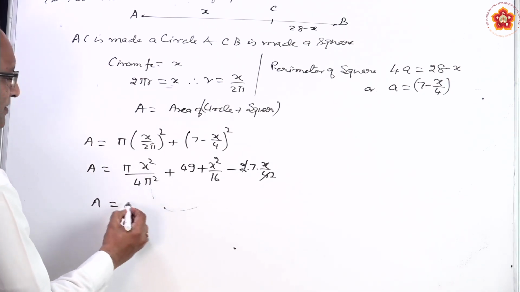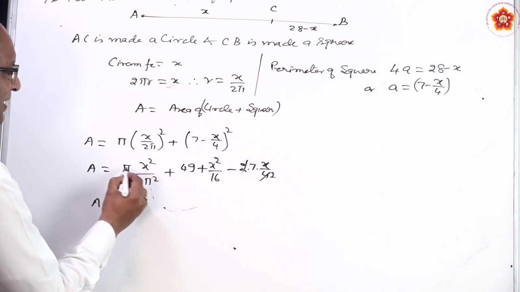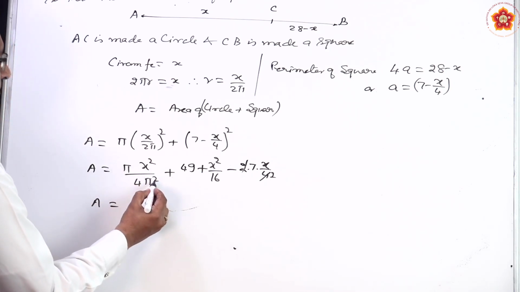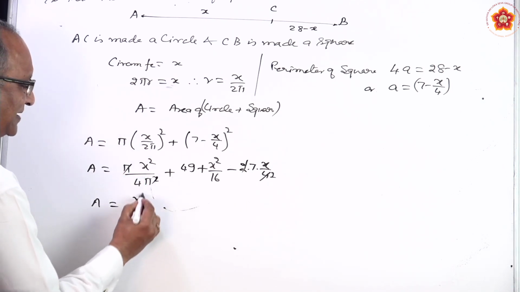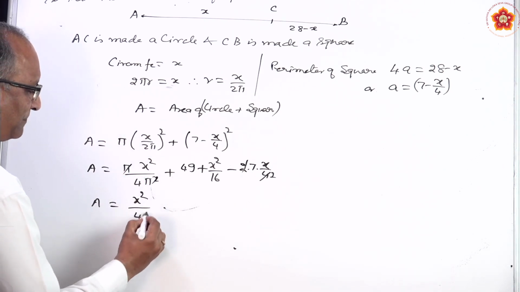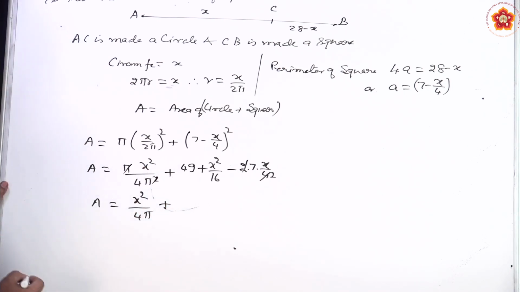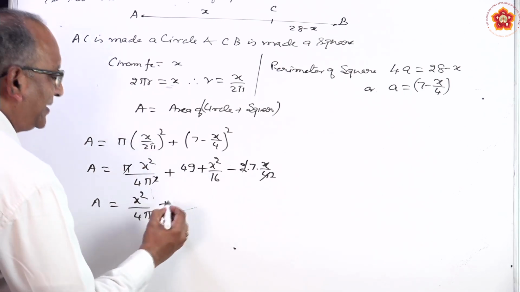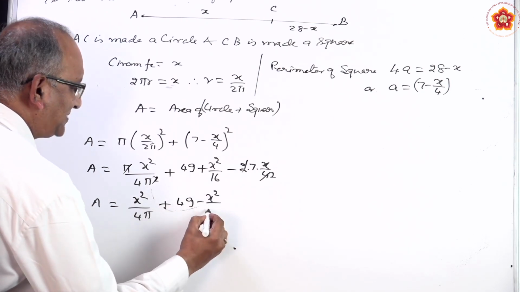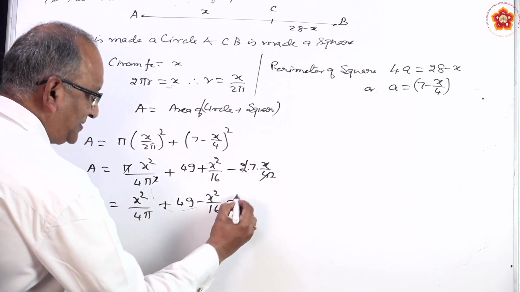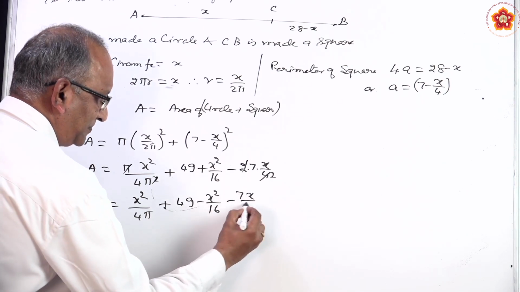This is our function. Let us write it in a slightly more simplified way. Here we have pi, and here we have 4 pi square, so one pi will get cancelled. So it is x square by 4 pi plus 49 plus x square by 16 minus 7x by 2.